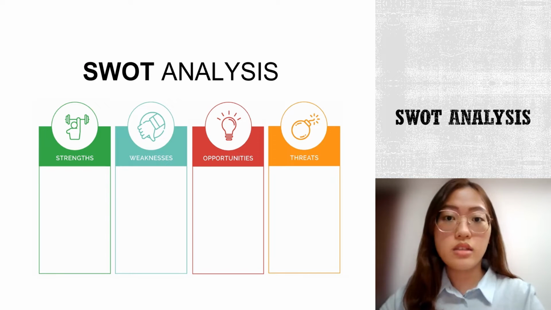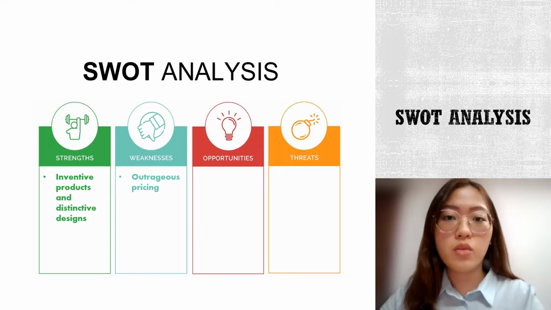Here is the SWOT analysis for Apple Company. Firstly, Apple's strength was its inventive product and distinctive design. Apple's capacity to build its software and hardware and other goods helped it rank near to the top of the food chain. Aside from that, Apple's pricing point was a drawback.